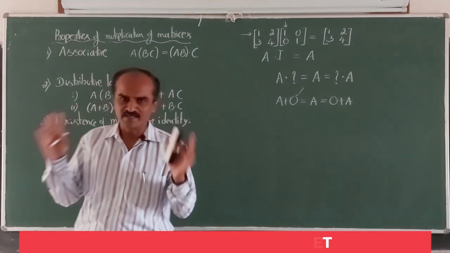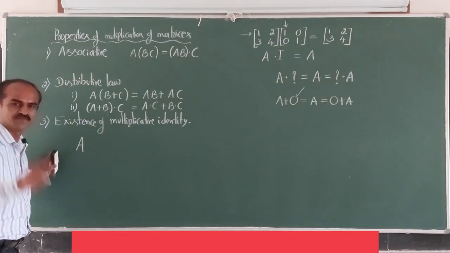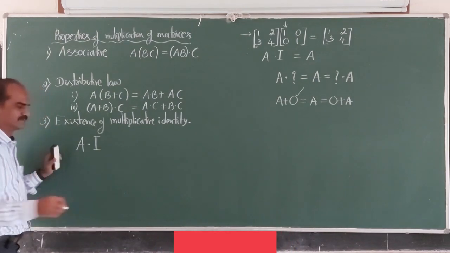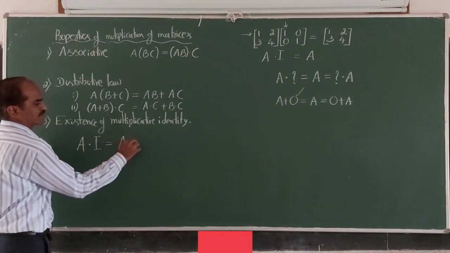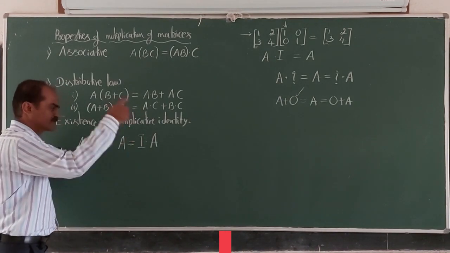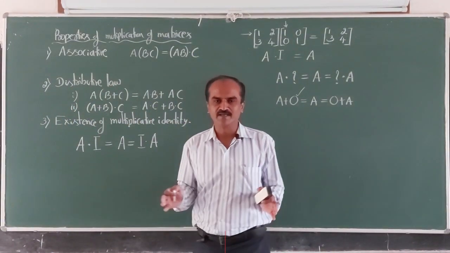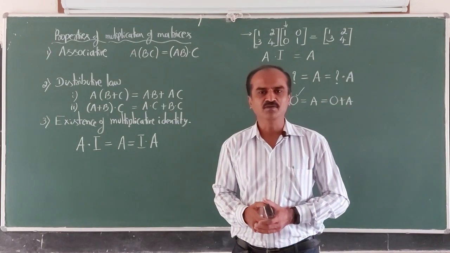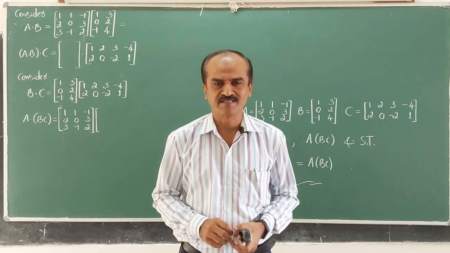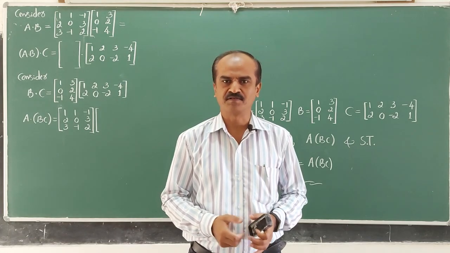Therefore, if A is a square matrix of order n, there always exists an identity matrix of the same order n such that A into I gives us A, as well as I into A is also equal to A. Therefore, identity matrix I of order n is treated as multiplicative identity. Now I am going to solve some examples that will definitely help you in answering exercise 3.2.